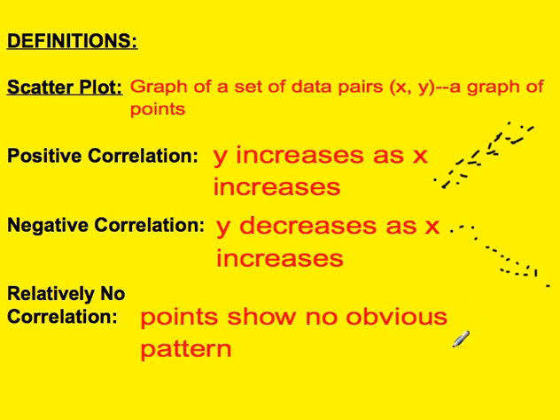Relatively no correlation is when there's no pattern. I've just got a bunch of dots all over the place. They don't look like they're going up or down.